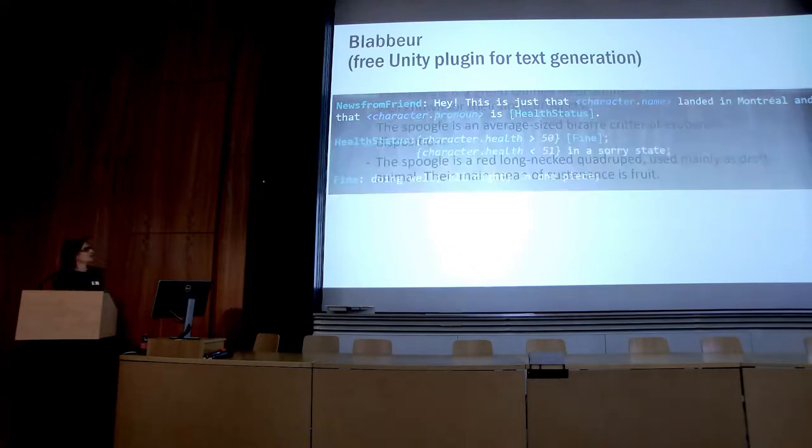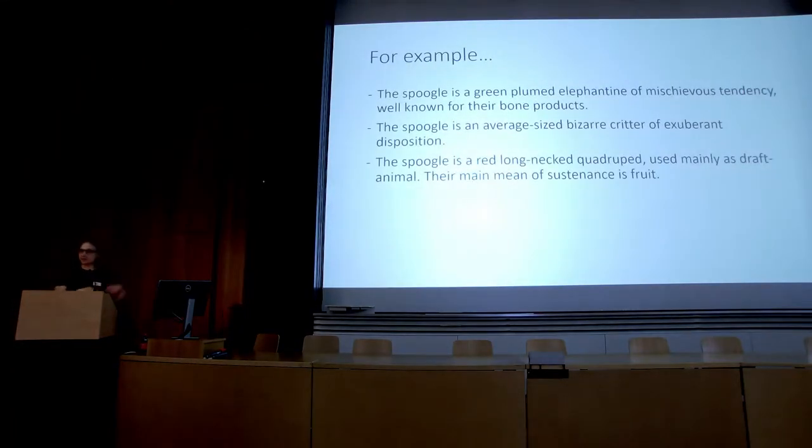Almost done. For example, my author here is not a programmer, but he picked up on this and has a lot of fun. This is his grammar that generates animals in our world with way too many details. For example, the spoogle is a green-plumed elephantine of mischievous tendency, well known for their bone product. But in another generation, the spoogle is an average-sized bizarre critter of exuberant disposition. These are really easy to do, and it's very fun to make these grammars. The spoogle is a red, long-necked quadruped, used mainly as a draft animal. Their main means of sustenance is fruit. Anyways, we have fun with that.